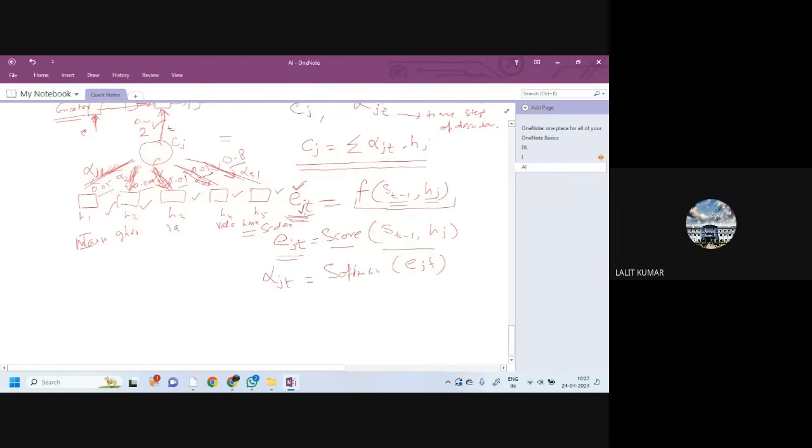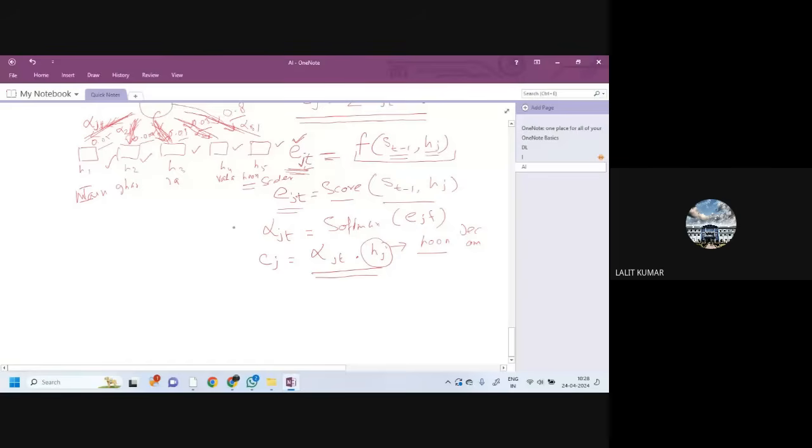And when I feed it at this time step, Cj will become alpha JT into Hj. So the maximum input will go from Hj. In this case, it will go from whom, when the decoder is decoding am? Is this clear? I'll cover all the steps again. I'm just covering them for the basic understanding of how it is happening.